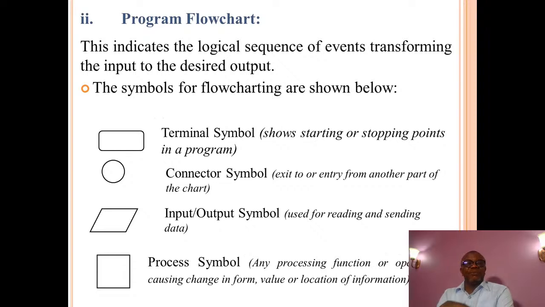Therefore, the second one is the program flow chart. This indicates the logical sequence of events transforming the input to the desired output. The symbols for flowcharting are as shown below. It is important that you know the symbols of flowchart.